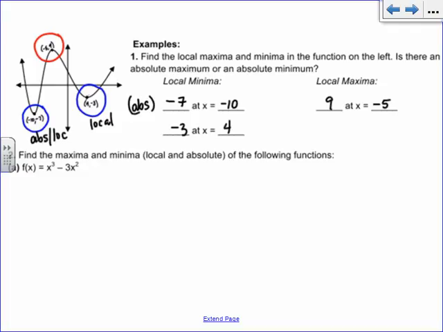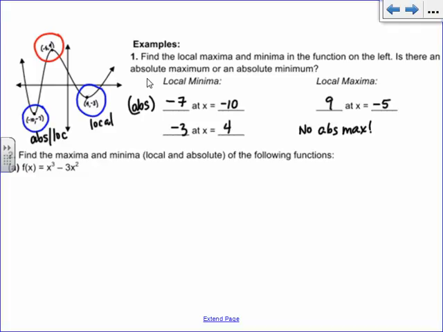All right, is there an absolute max? No. So you can say no absolute max because it goes up forever. All right, so that's what we would do if there's a graph. But there's not always a graph. So sometimes we just have a function and we have to use calculus to find the maximum and minimum.